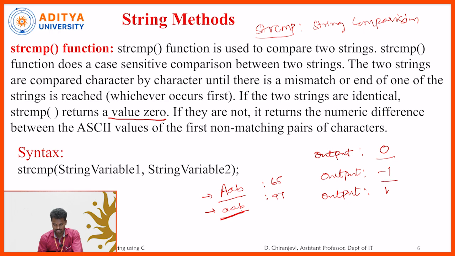The other one is negative. When the ASCII value of the first string is smaller than the ASCII value of the second string, then you will get -1. You get +1 when the ASCII value of the first string is higher than the second string. So these are the three types of outputs you may get when you perform string comparison.